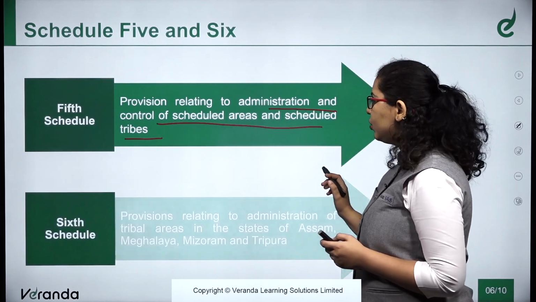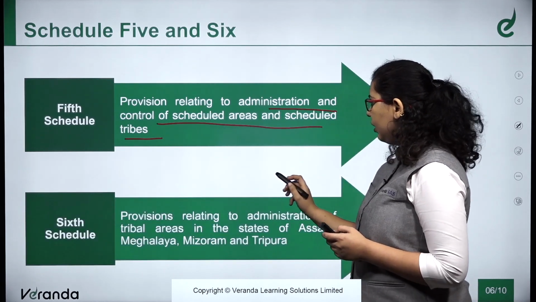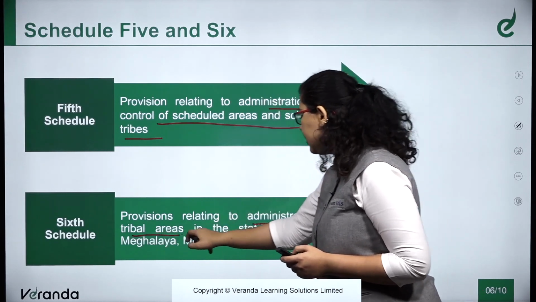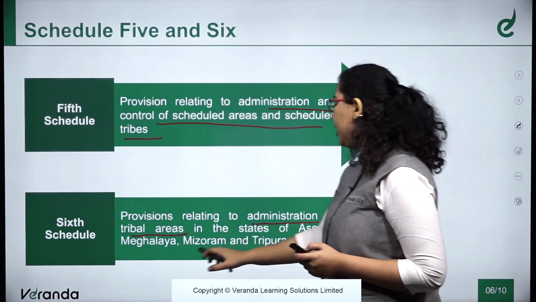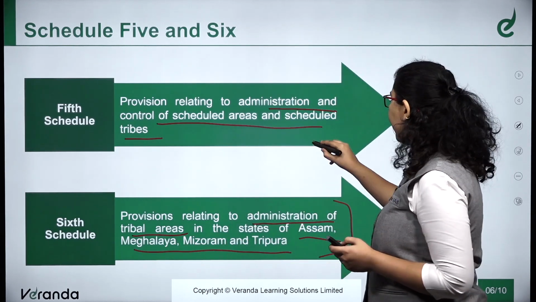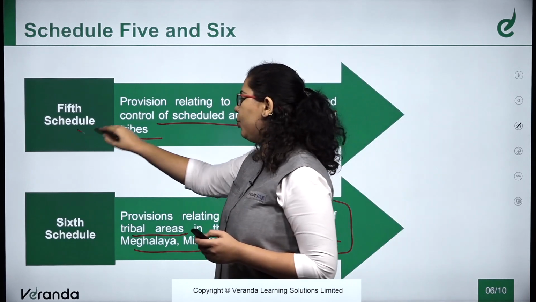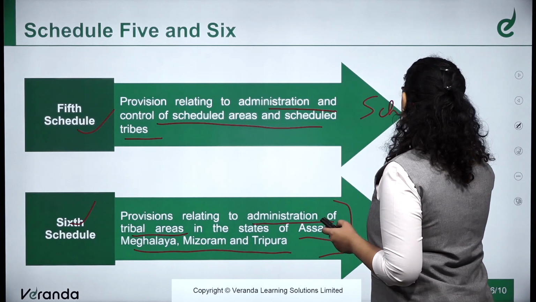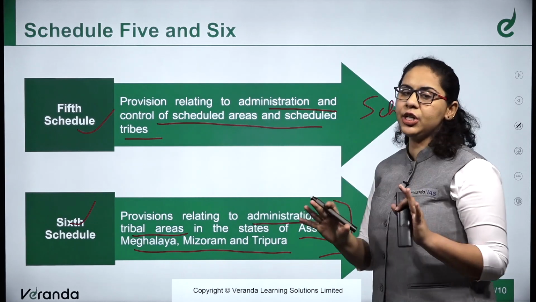And the 6th schedule deals with the provisions relating to administration of tribal areas in the states of Assam, Meghalaya, Mizoram and Tripura. Remember this as well, very important. These two schedules are very important. 5th one deals with scheduled areas and 6th one deals with specific scheduled areas.